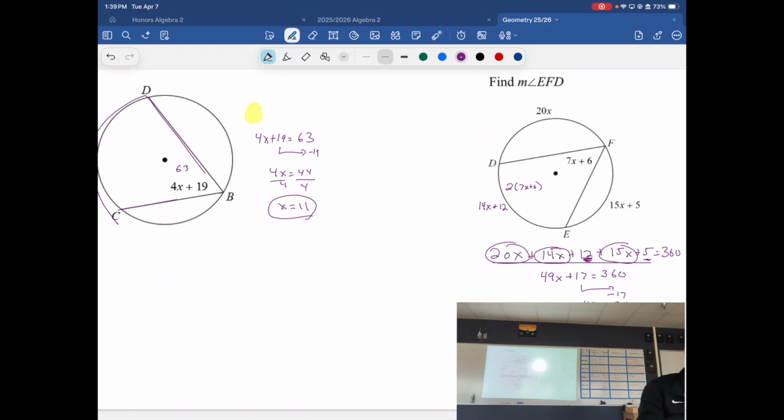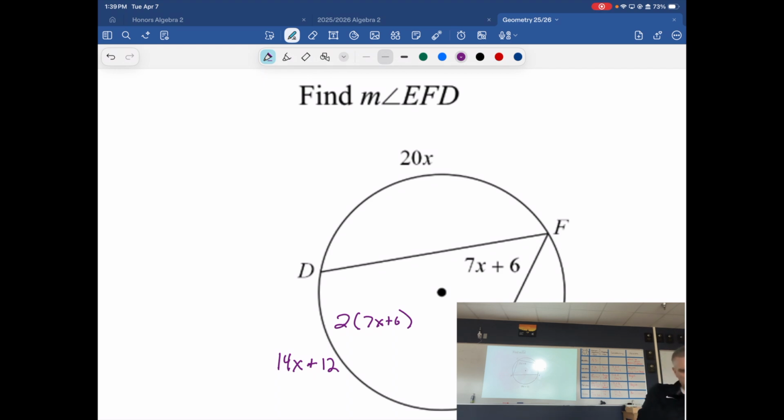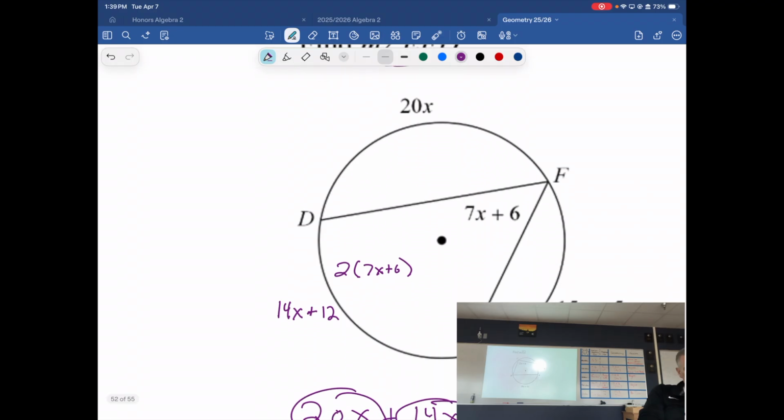Next one. So you have to find HA, so you've got to plug in x. You've got to find the value of x.